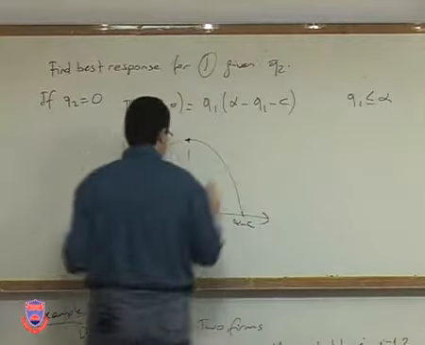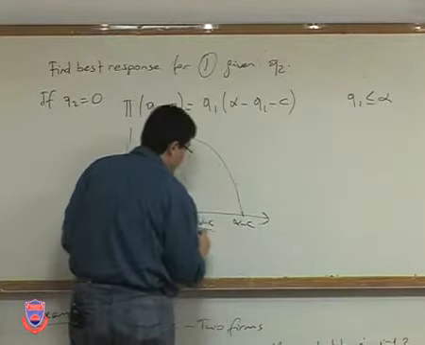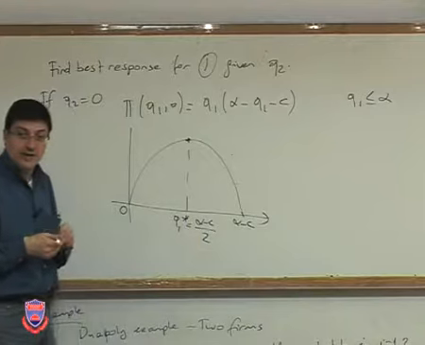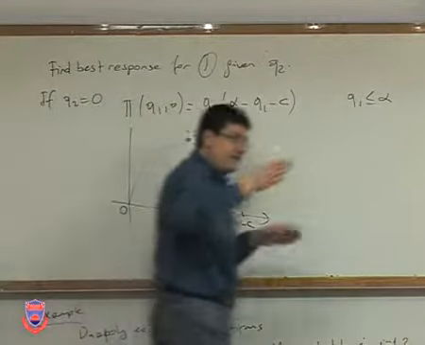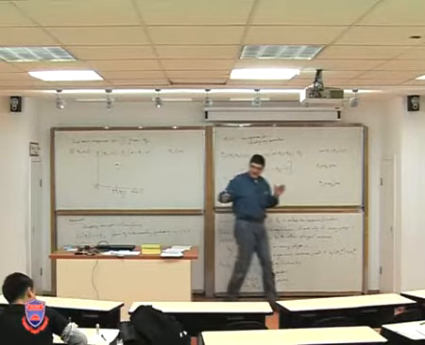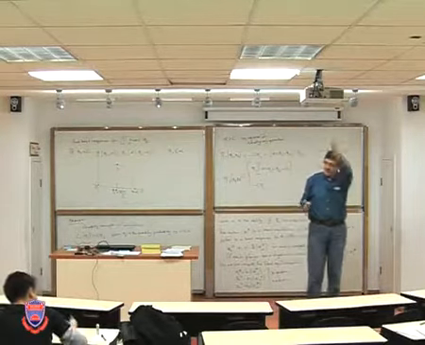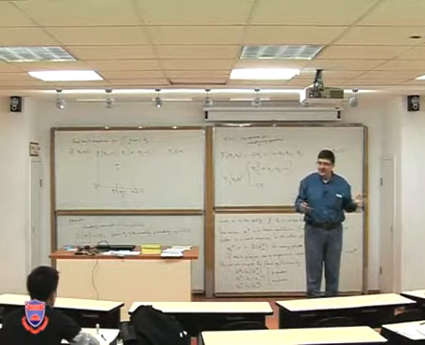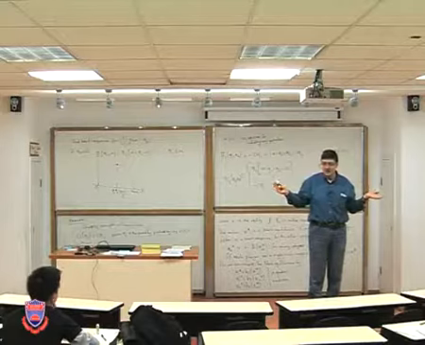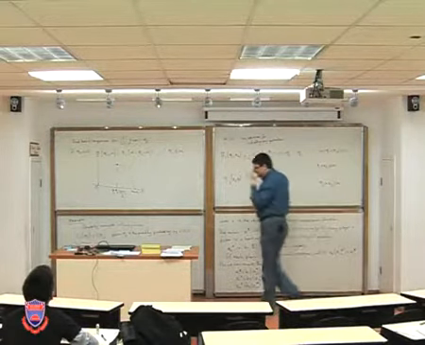Excuse me, let me write this here. This is the optimizing point. So as you see, as we have a symmetric quadratic function, the optimizing point is sort of in the middle. You have a certain range of production that you can make, and this is in the middle.